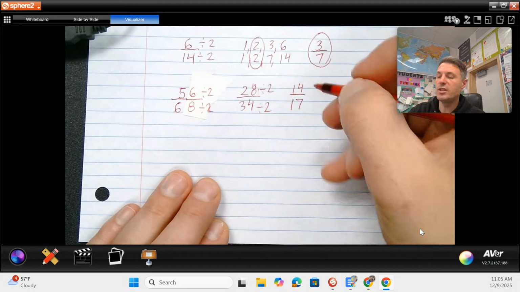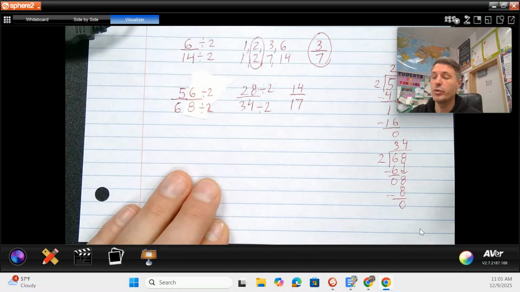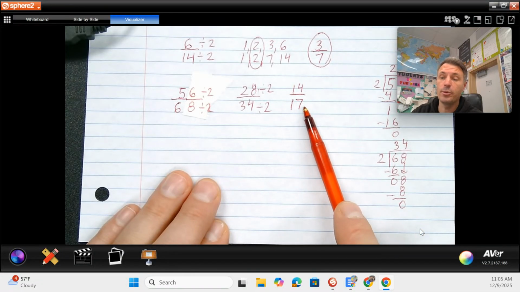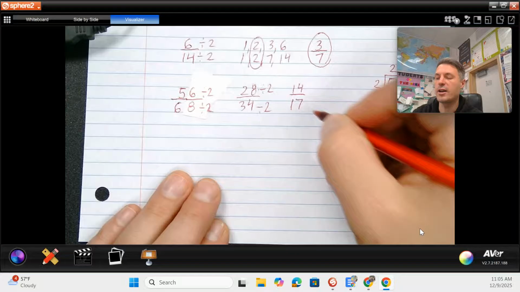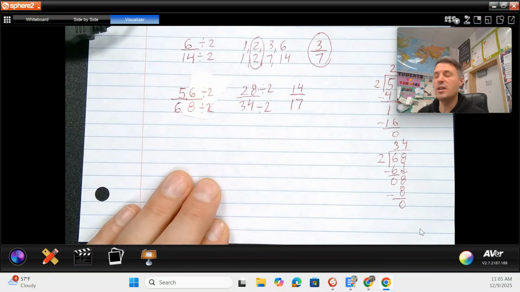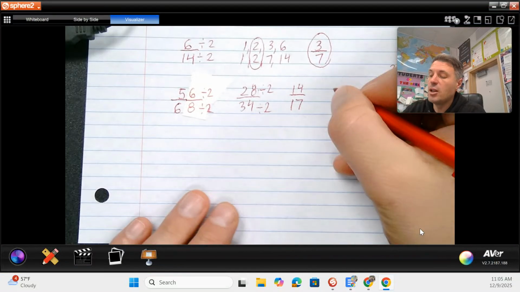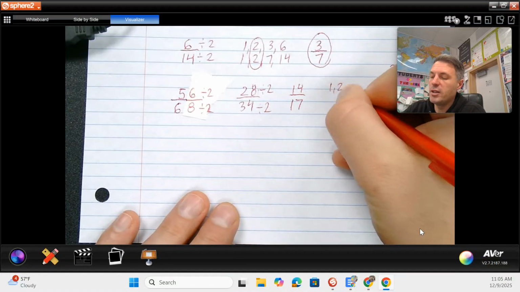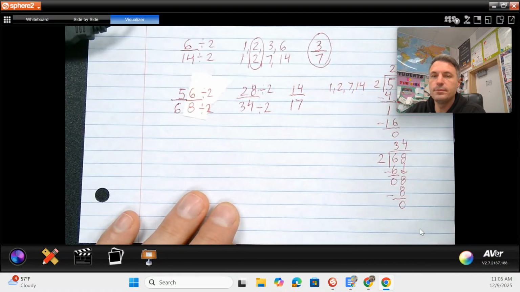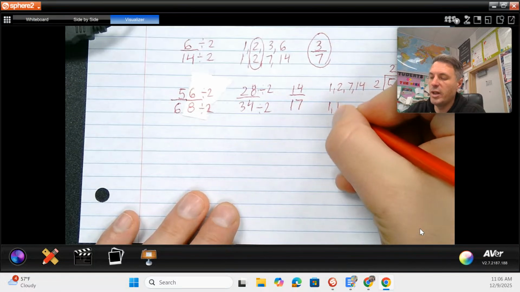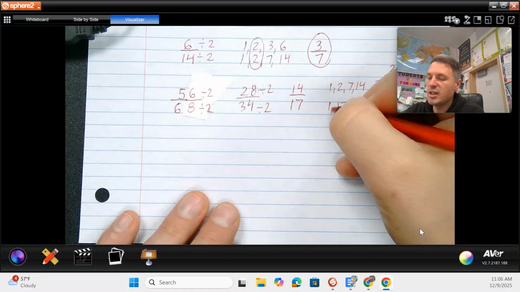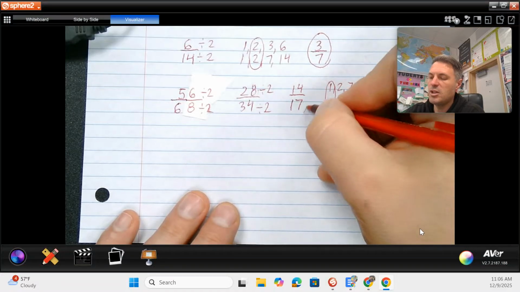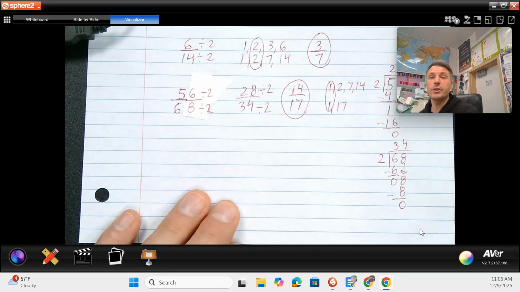And 14/17, we know that is in simplest form because 17 is a prime number, and 14 can't fit evenly into 17. So the greatest common factor for 14 and 17 would be 1, and we can check that. The factors of 14 are 1, 2, 7, and 14. And the factors of 17 are just 1 and 17. So since the biggest number in both lists is 1, that means 14/17 is in simplest form.